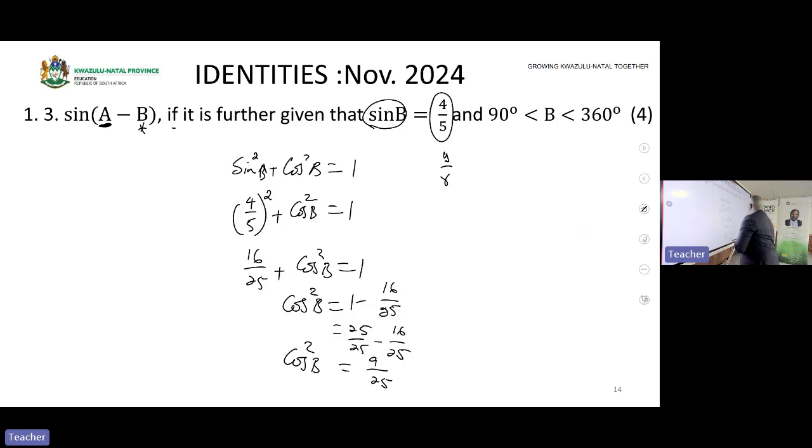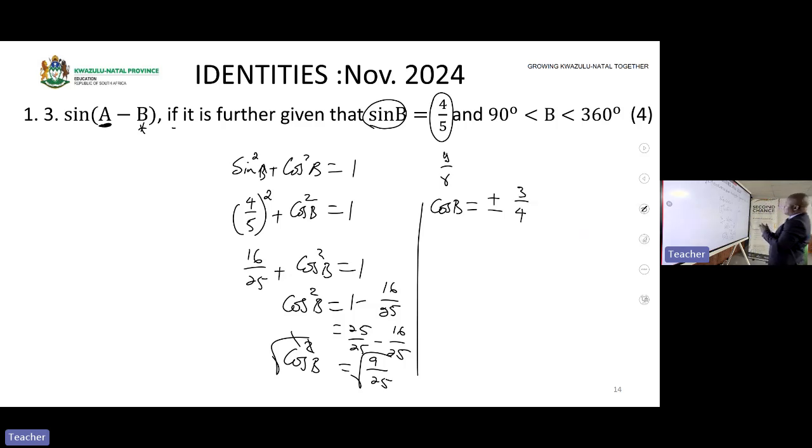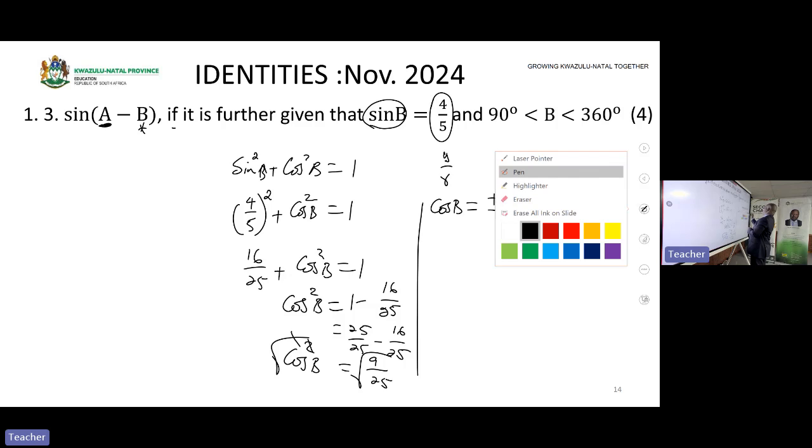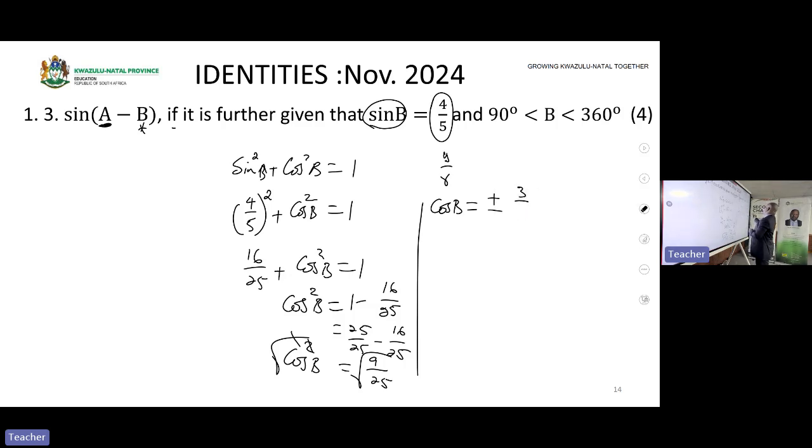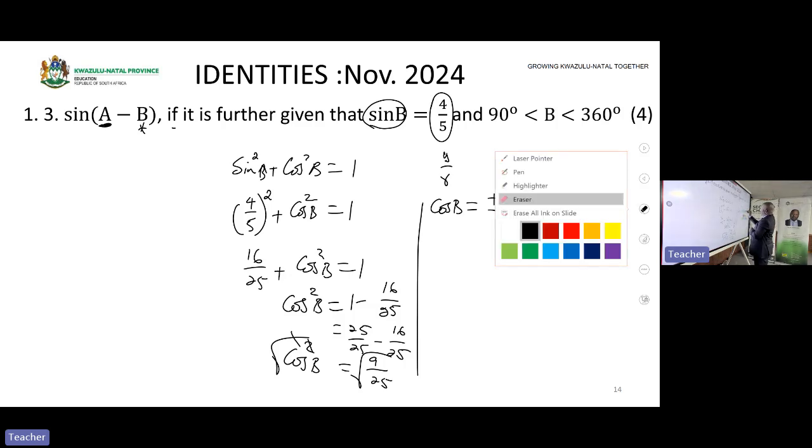Cos squared of b. But we want the ratio of cos, so we introduce the square root. This eliminates the square because they are inverses of each other. So the square root is cos b, then cos b will be equal to plus or minus 3/4. Sorry, not 4, but 5. That will be the ratio of cos. Okay?